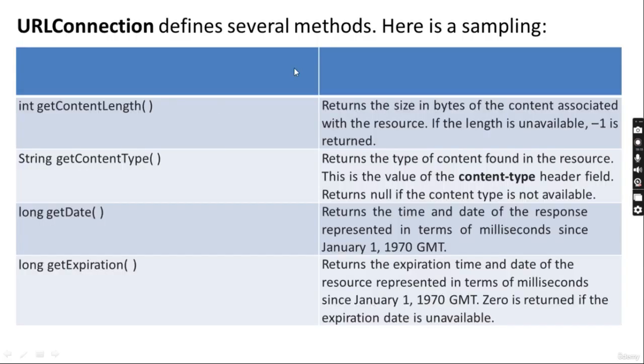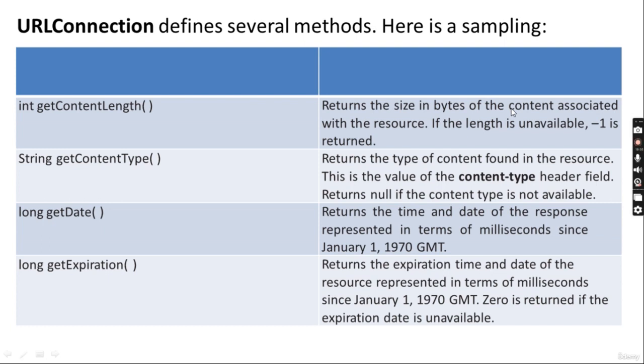URLConnection methods: getContentLength returns the size in bytes of the content associated with the resource. If the length is unavailable, -1 is returned. Okay, the size in bytes of the content of the particular resource. So it will be in integer format.